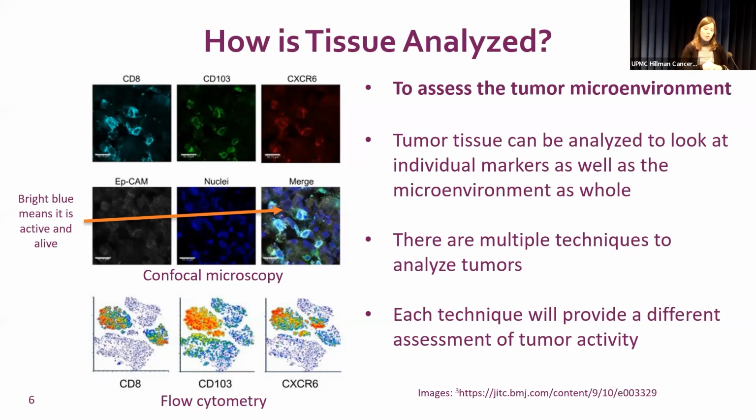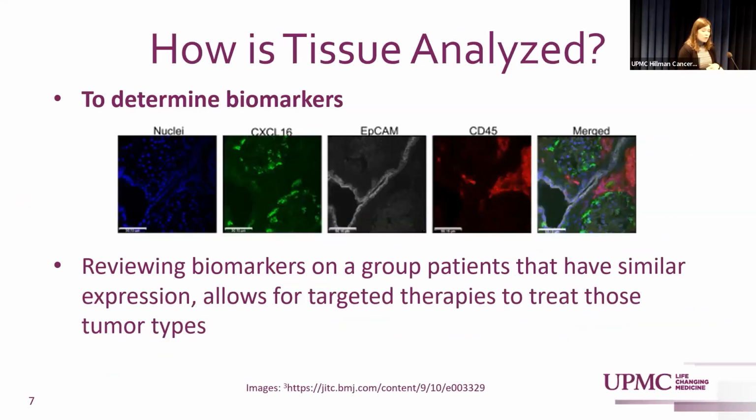So with the orange arrow, the bright blue means this tumor is active and alive. So looking at these different things collectively, we know which cells are active, which cells are metabolizing and causing cancer to grow or perhaps spread. The one thing about flow cytometry is we can also use it on blood. So that is something where we can use that to learn more about metastasis and how the treatments might work in the blood. So we can also analyze tissue to look at biomarkers.